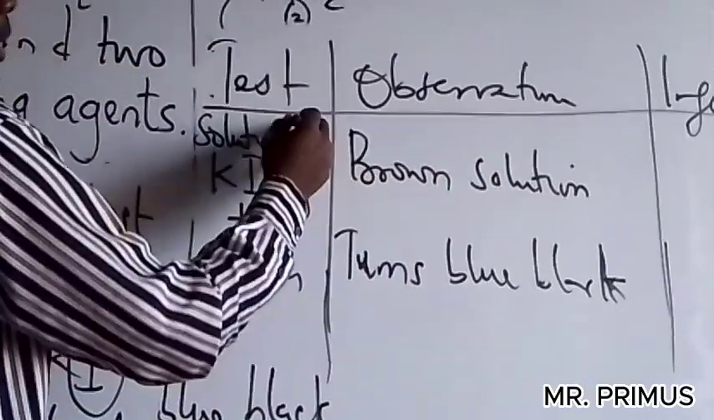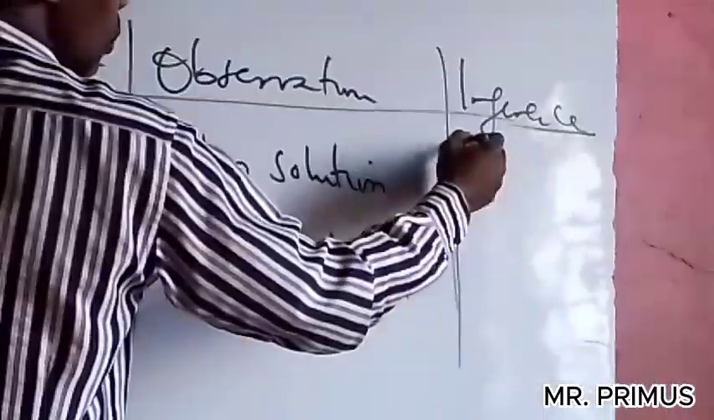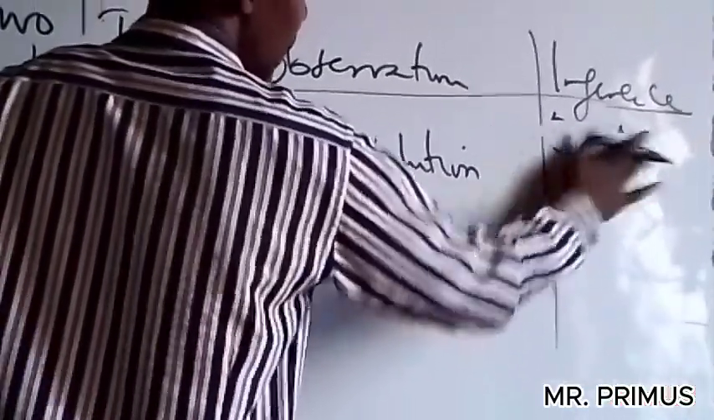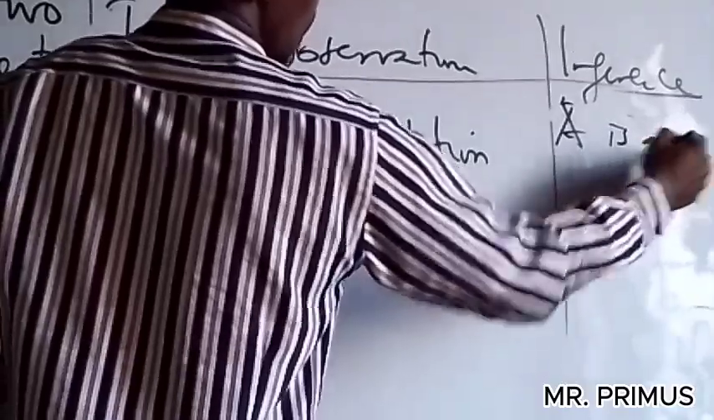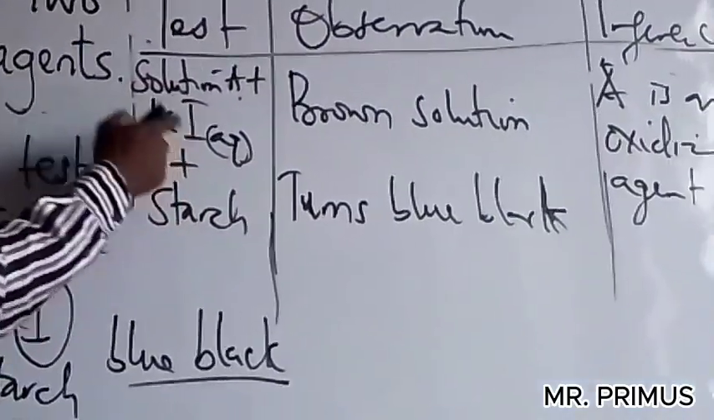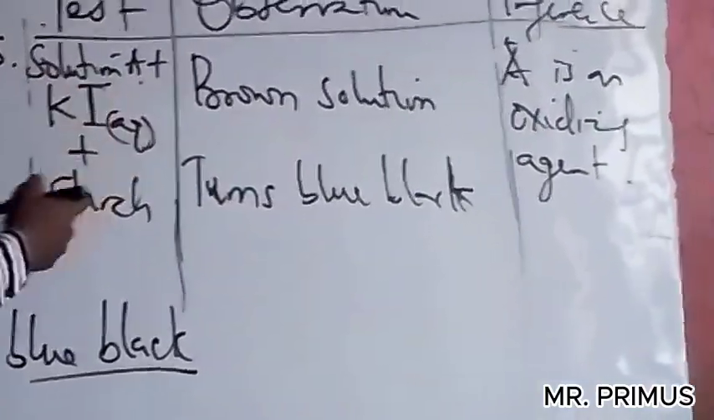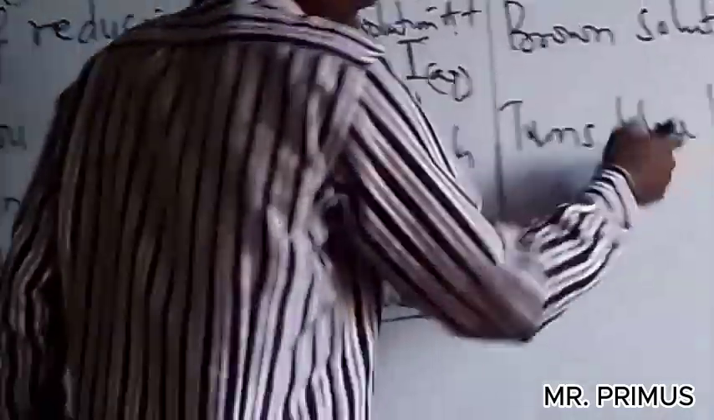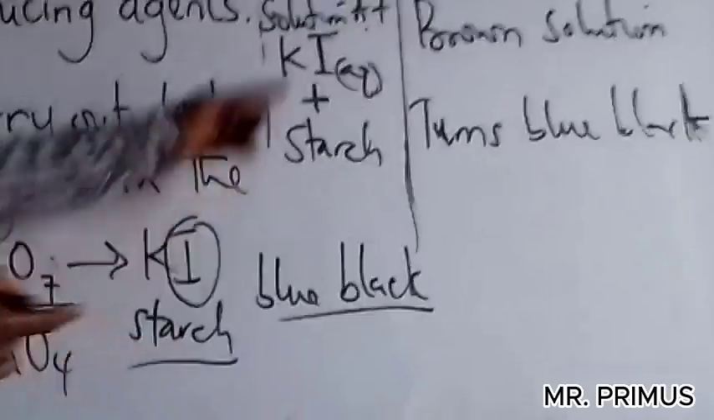Let me say solution A, which means A is what? A is an oxidizing agent. You can put it like this: A is an oxidizing agent, because it's only an oxidizing agent that will liberate iodine from potassium iodide. And when you add starch, you use it to confirm the presence of what? Iodine. That is how it happens. Alright.